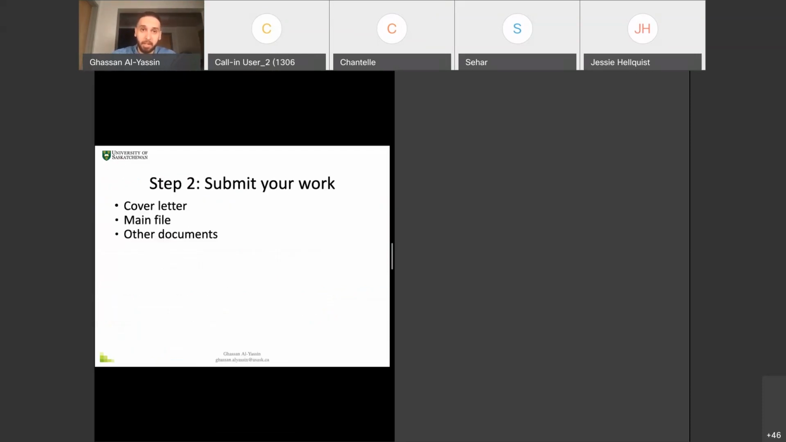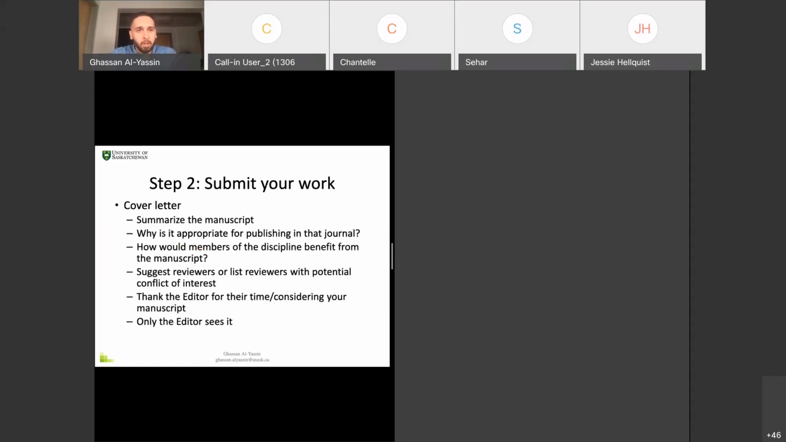So you've picked your journal, now it's time to submit. Typically, all journals have at least 3 things they will ask from you: a cover letter, the main file, the article, and then some other documents that vary from journal to journal. So, cover letter, what is it?